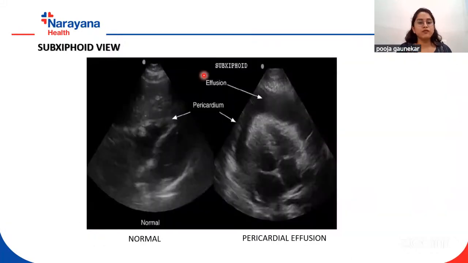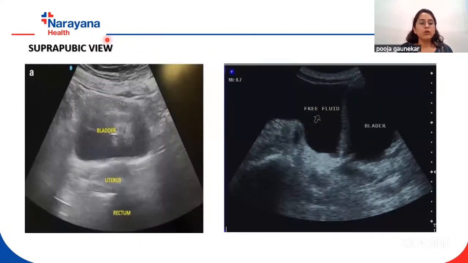Next view is the subxiphoid view. Here you will try to visualize the heart. So this is the normal four chamber view and there is no effusion over here. In the second picture, you can see there is pericardial effusion. Last, coming to the suprapubic view, you will see the bladder with the two paracolic gutters surrounding it. In the second picture, you can see there is accumulation of free fluid near the bladder.